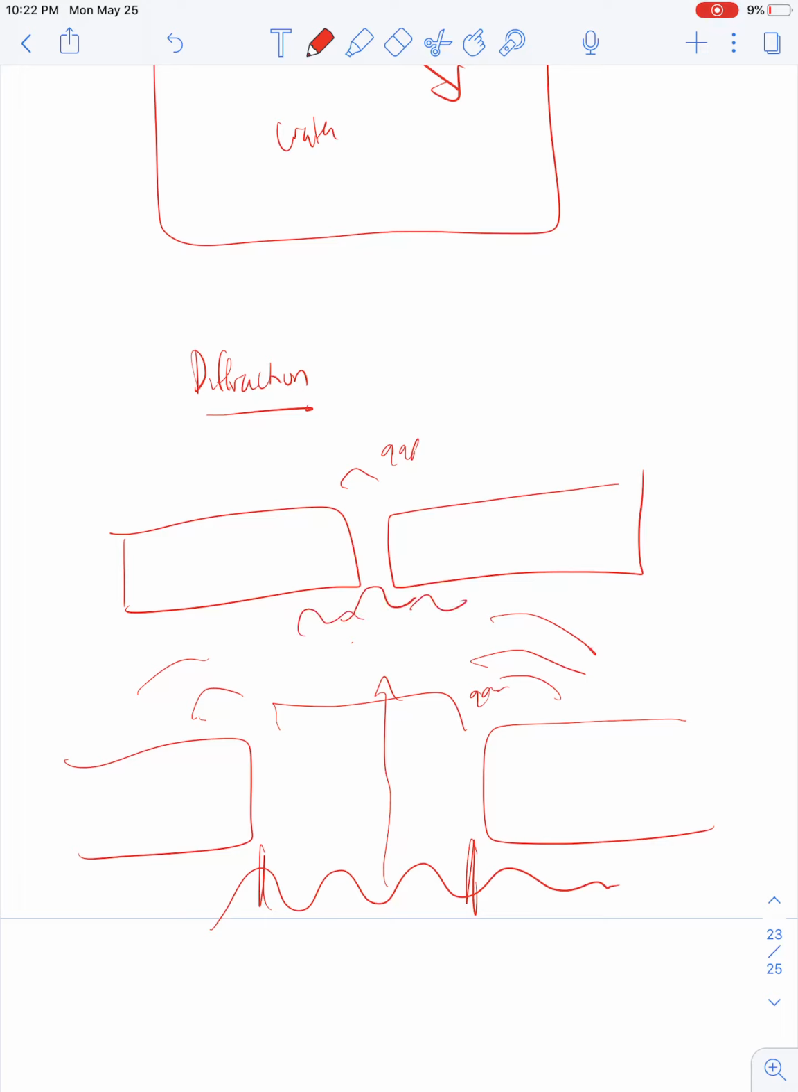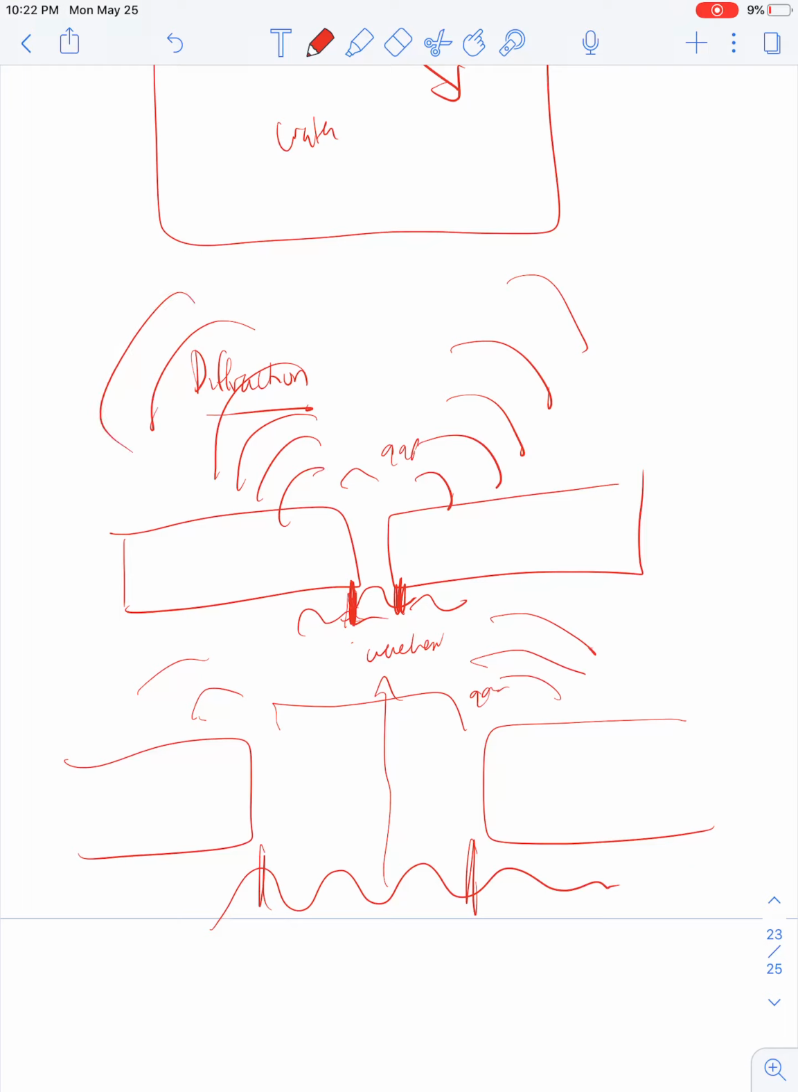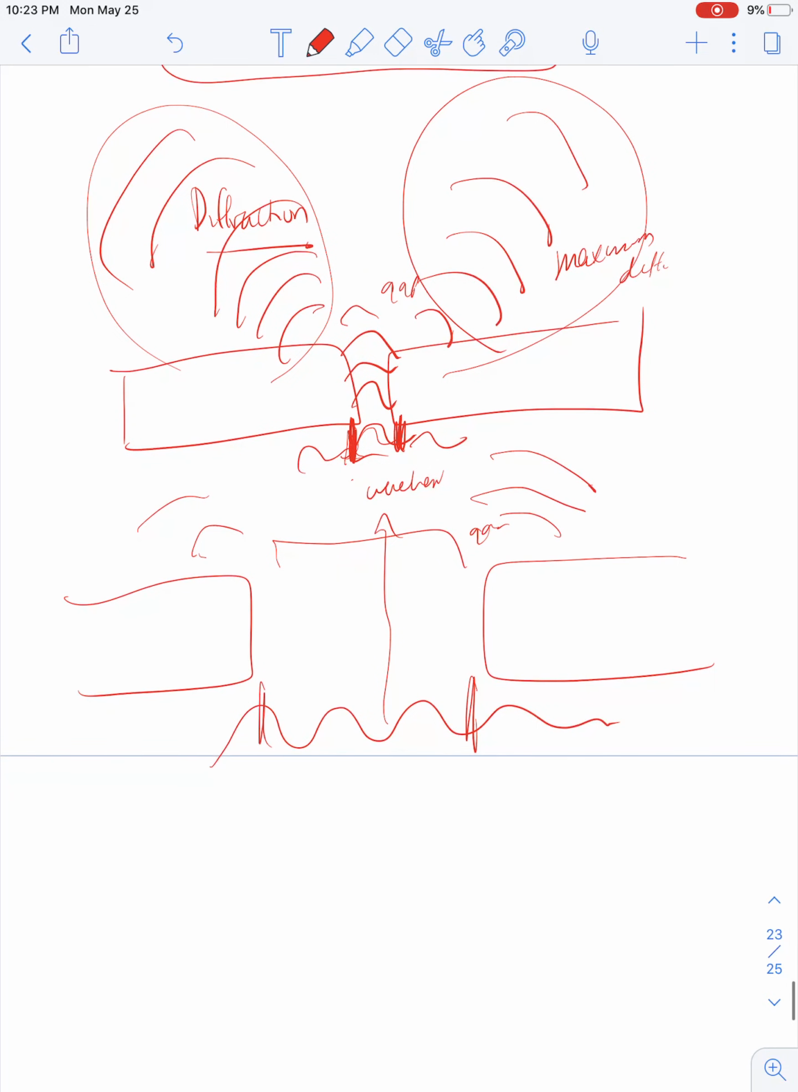But let's say you get a single wavelength of light here. Basically, if you can narrow the gap so that it's equal to a wavelength of light, you're going to get the most diffraction occurring, right? You want the gap to equal the wavelength of sound coming in. So if the sound wavelength equals the size of the gap, you're going to get what we call maximum diffraction, which is the spreading out of the sound, right?